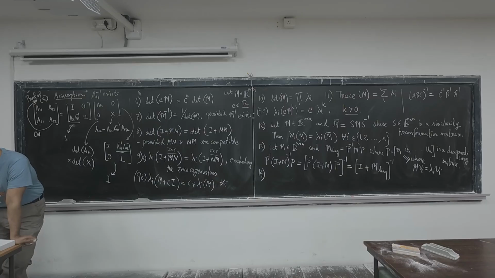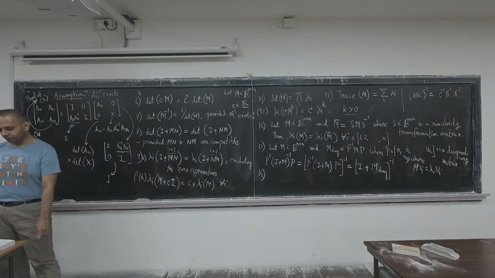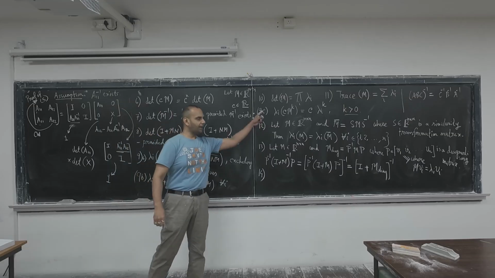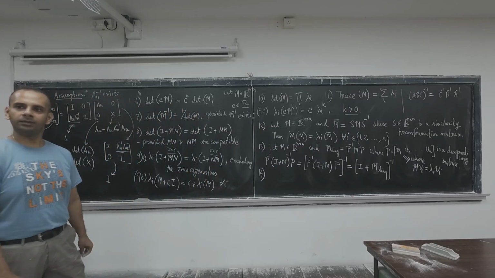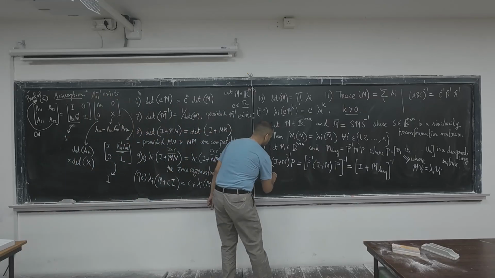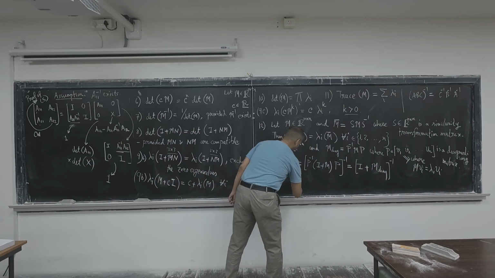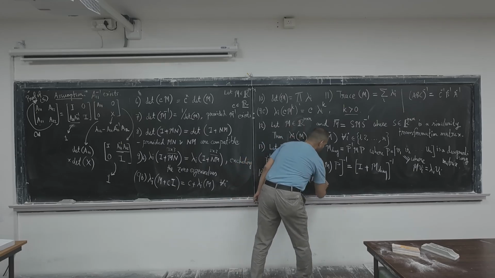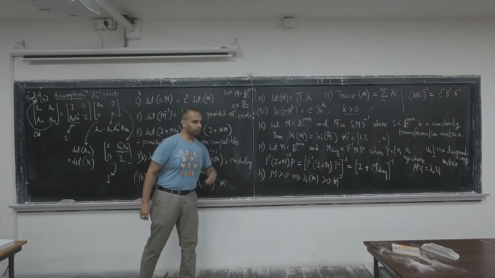See property number 14. A Hermitian matrix is positive definite if all of its eigenvalues are positive. So here I wanted you to show that if my M is a positive definite matrix, then all the lambda I will be positive. So that means here what I am writing is, M positive definite implies lambda I of M will all be greater than 0. So you have to prove this, okay?